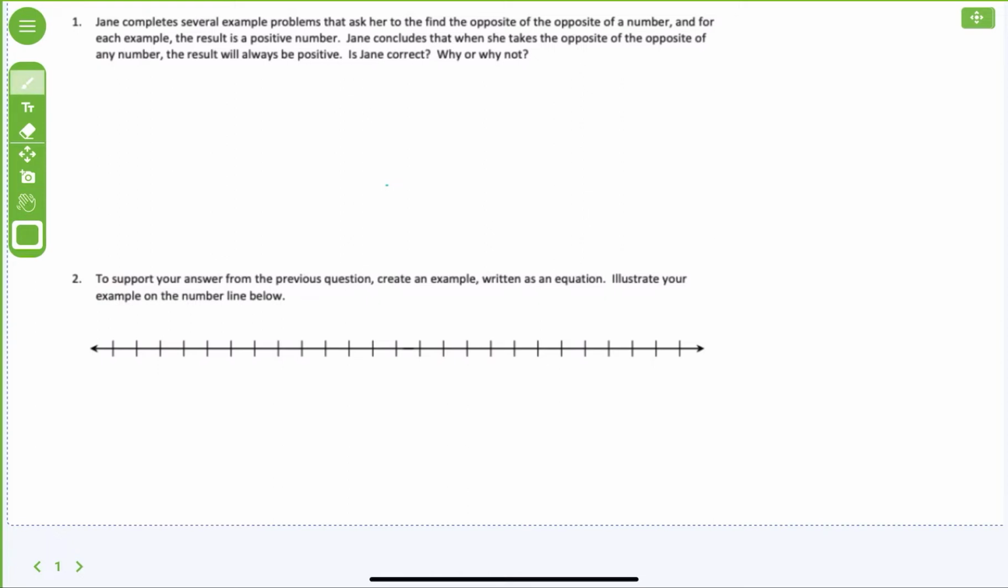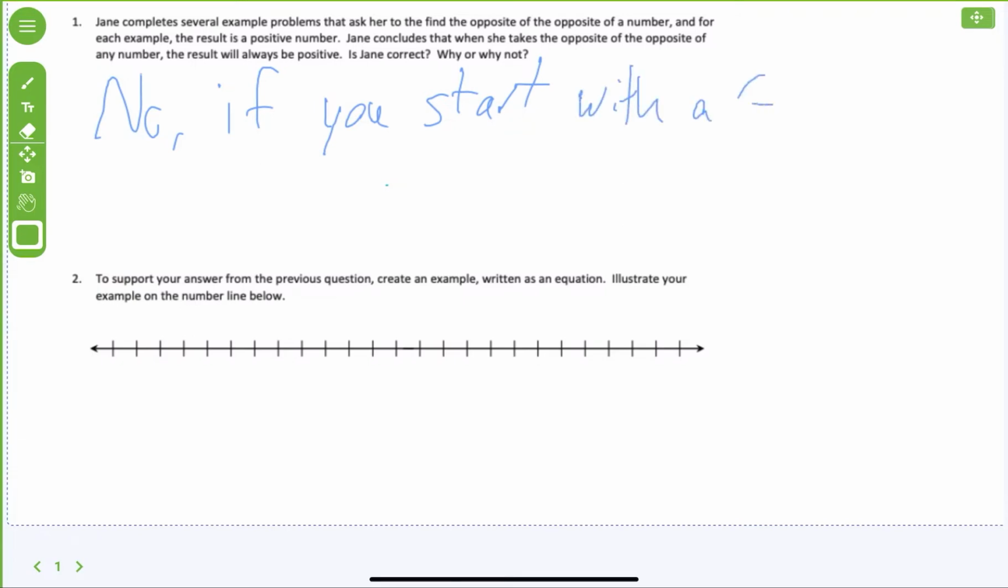Is Jane correct? Celine. It's not correct because the opposite of the opposite results in the same sum as the one you start with. So if you start with a negative number, it'll be a negative. Okay, so Celine says if you start with a negative number, you will end with a negative number, right? Yeah, this is right. You think Celine is right or you think Jane is right? I think Celine is.